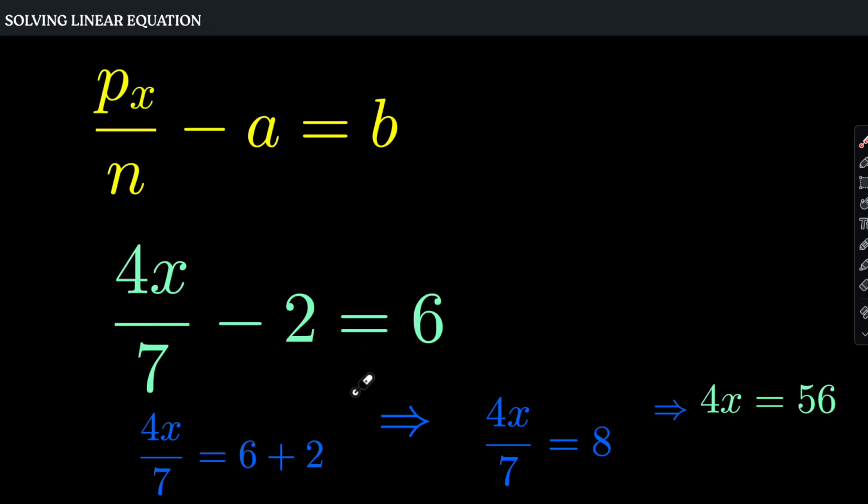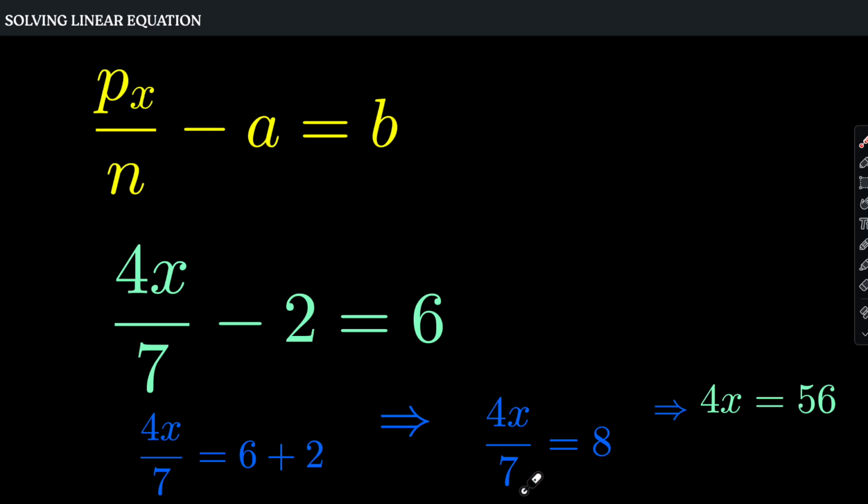So the first thing we are going to do is we are going to use the rule side change, sign change. Negative 2 will go on the other side. From left hand side it's going to right hand side. So this sign negative on the other side will become positive. 4x over 7 will stay on the left hand side. Negative 2 goes on the other side. So 6 plus 2 will be equal to 8. So 4x over 7 is equal to 8, and now we are going to do cross multiplication.